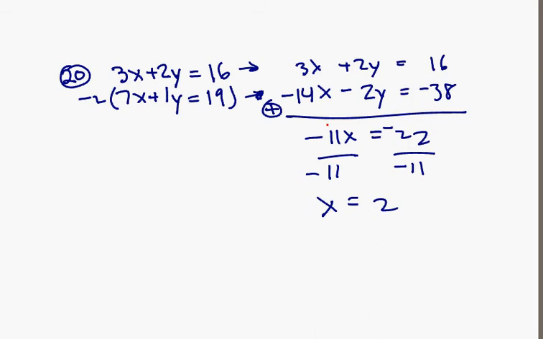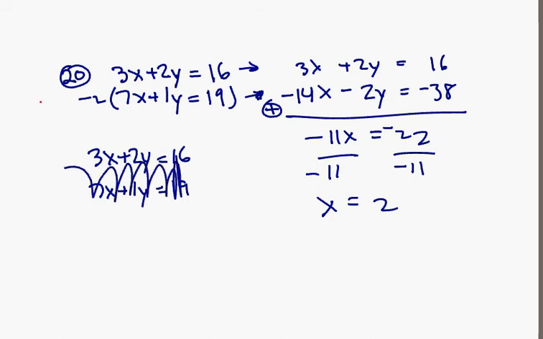Now, again, I can do the same thing. I can look at this equation, 3x plus 2y equals 16, and 7x plus 1y equals 19. And let's get rid of the x's this time. So, you know what? Let's not do that. And the reason I say don't do that is because I think this is going to make big numbers.